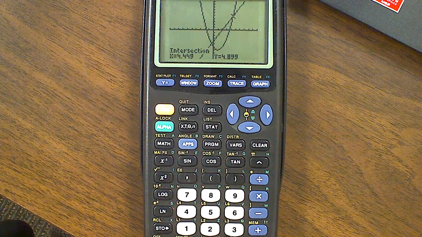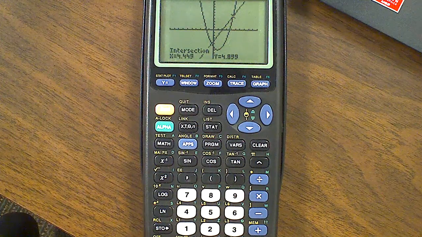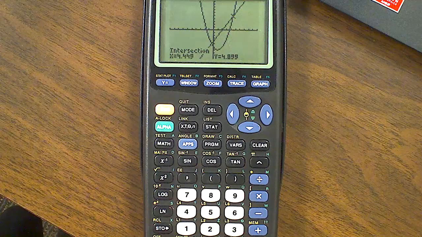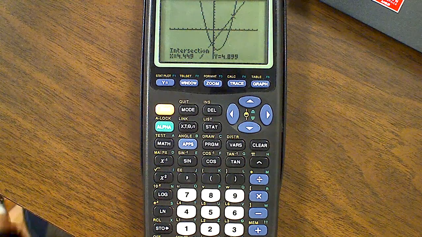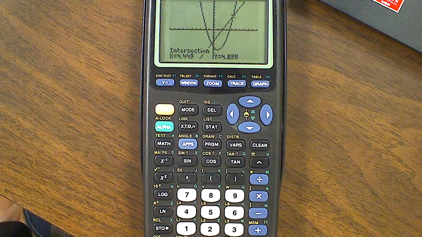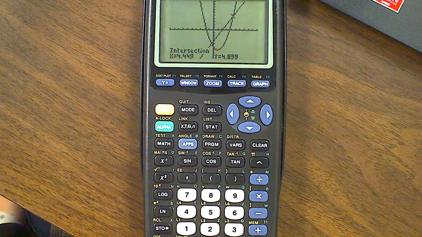You could find the intersection between any two graphs. They don't have to be a line and a parabola. It could be two lines. It could be two parabolas. It could be three lines or three parabolas. Any shapes, any number of shapes you can use. And you can find the intersection using that calc feature.